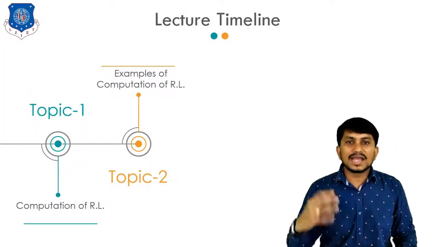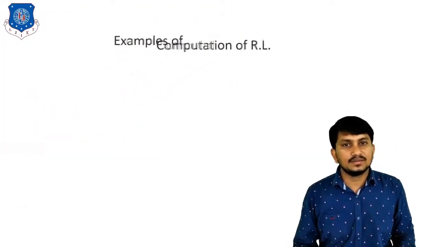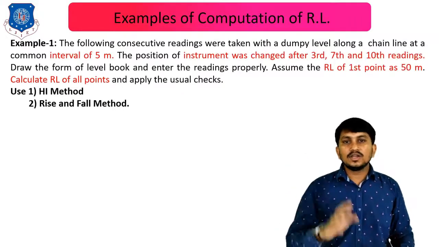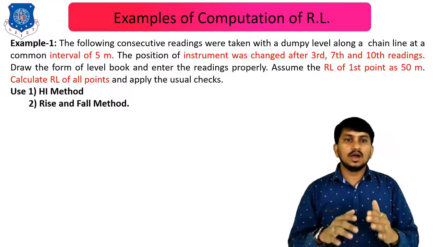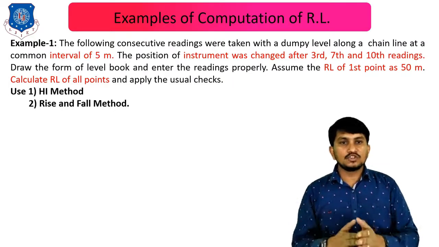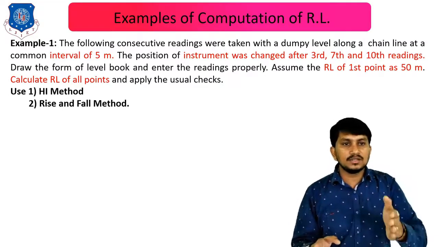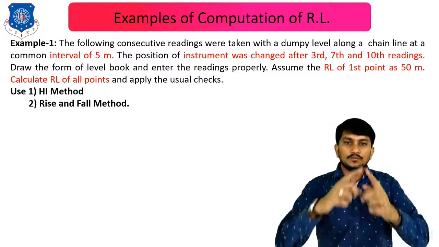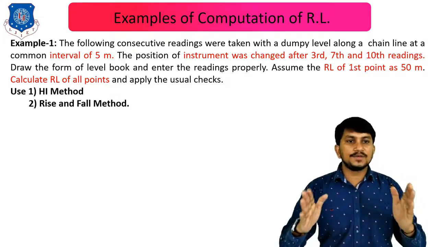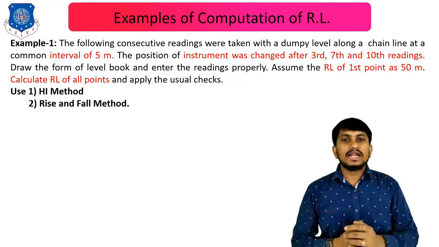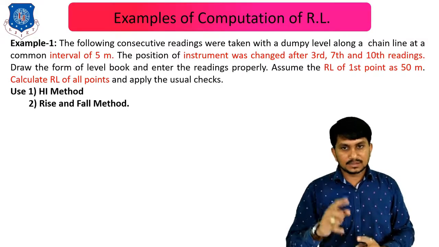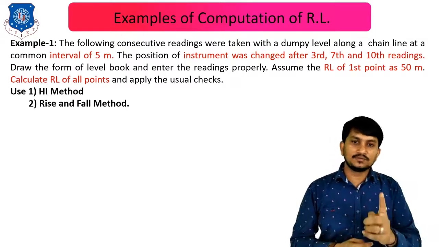Now let's move to the examples of computation of RL. First example: the following consecutive readings were taken with a dumpy level along a chain line at a common interval of 5 meters. The position of the instrument was changed after the 3rd, 7th and 10th readings. Draw the form of level book and enter the readings properly. Assume the RL of the first point as 50 meters. Calculate RL of all points and apply the usual checks. Use the first HI method and then the rise and fall method.